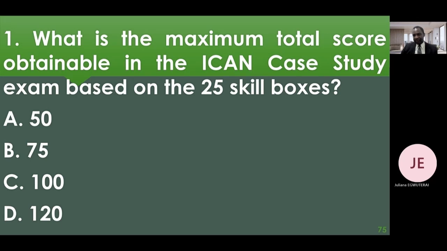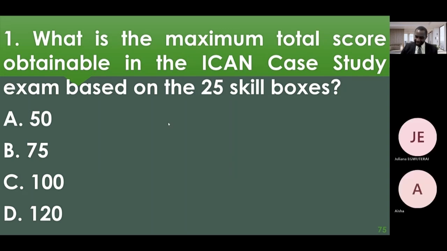All right, so number 1, what is the maximum total score obtainable in the ICAN case study exam based on the 25 skill boxes? A, 50, B, 75, C, 100, D, 120. C now. Are you sure it's not 50? How can it be 50? He said, what is the maximum total score obtainable based on the 25 skill boxes? Are you sure it's 50? It's 100. Okay, we'll see on Judgment Day.